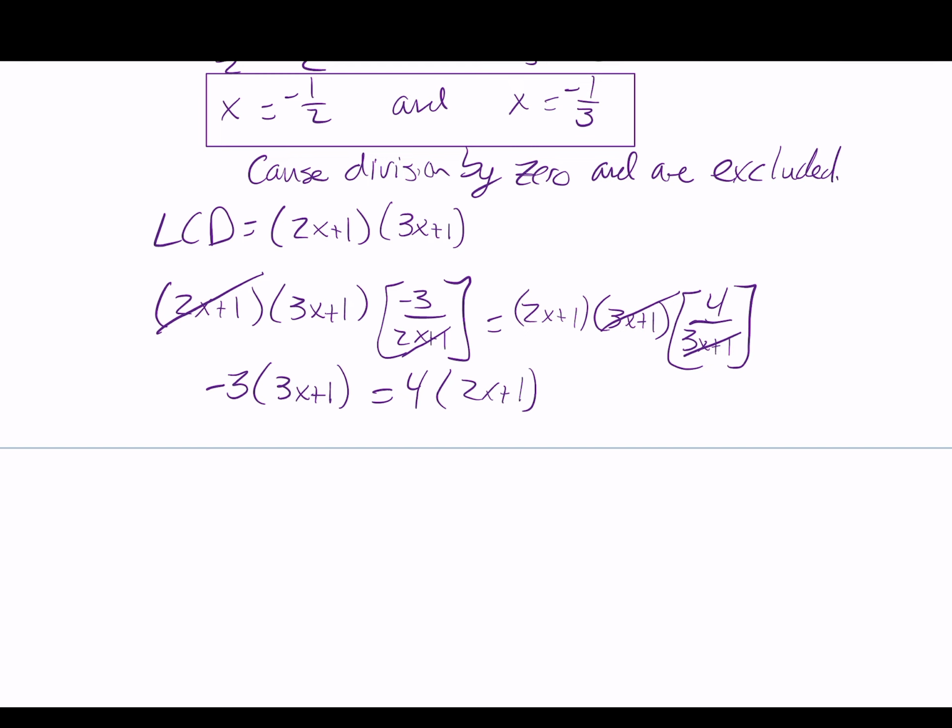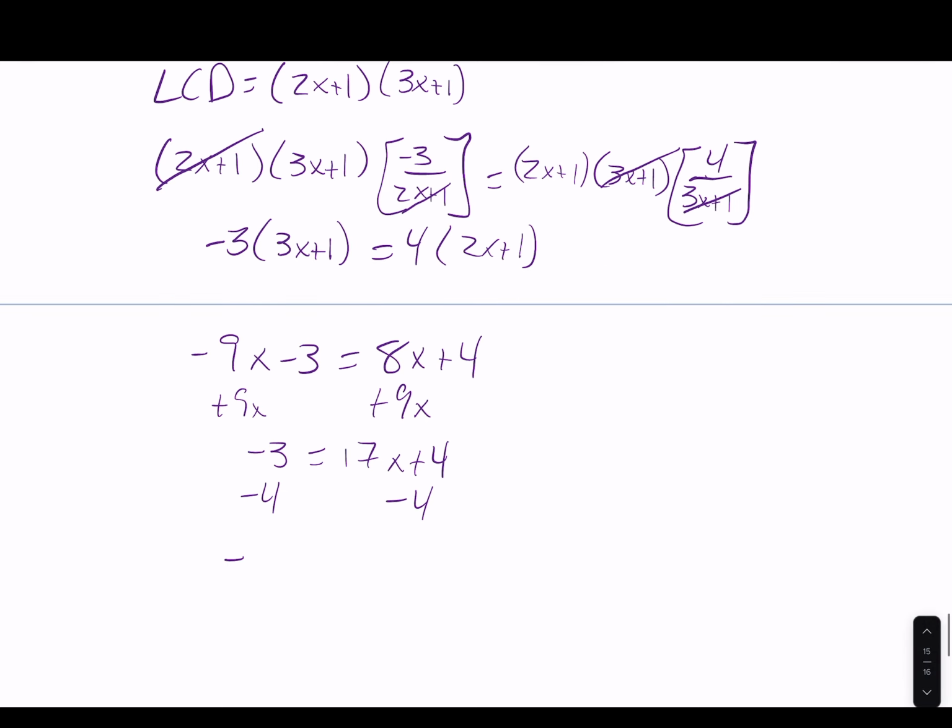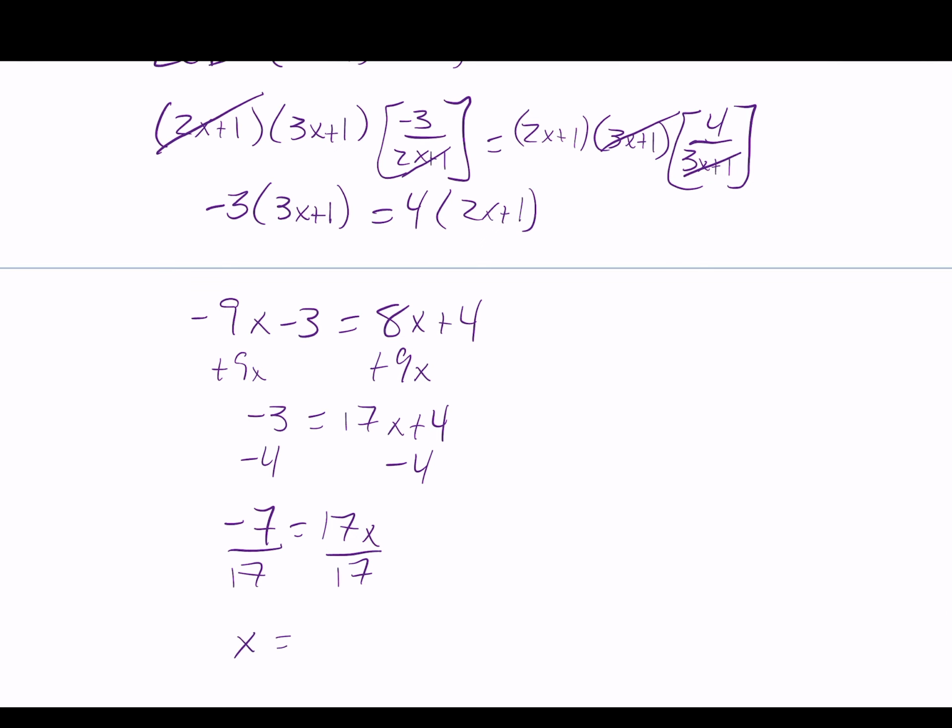Now we can distribute. We have negative 9x minus 3 is equal to 8x plus 4. We now add 9x to both sides. Negative 3 is equal to 17x plus 4. Now we subtract 4 from both sides. We're left with negative 7 is equal to 17x. We divide both sides by 17. And we get x is equal to negative 7 over 17.